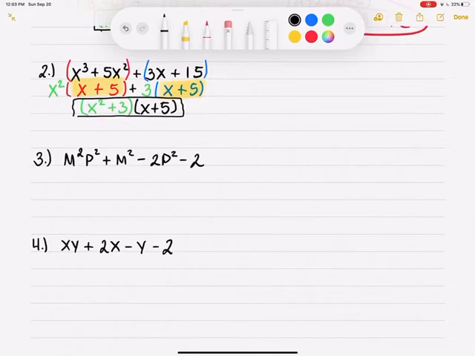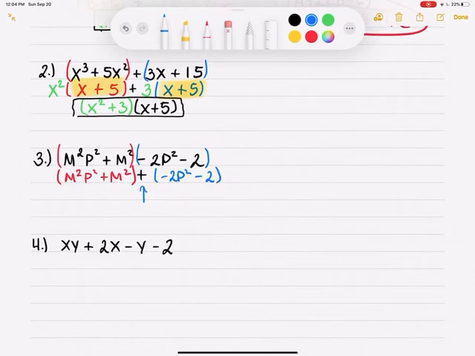In the third example, I have m squared p squared plus m squared minus 2p squared minus 2. I'm going to split these up into two groups again. In the second group, though, I noticed that 2p squared is negative. I have to make sure to include that negative in that group. I can't just leave it out in front. So what I'm actually going to do is rewrite this as m squared p squared plus m squared plus my second group, negative 2p squared minus 2.